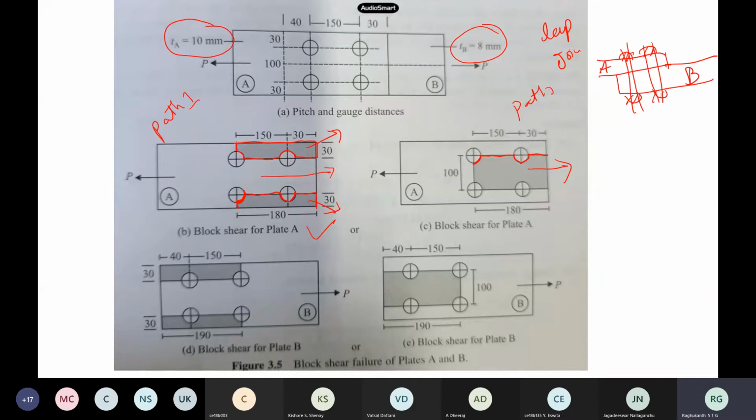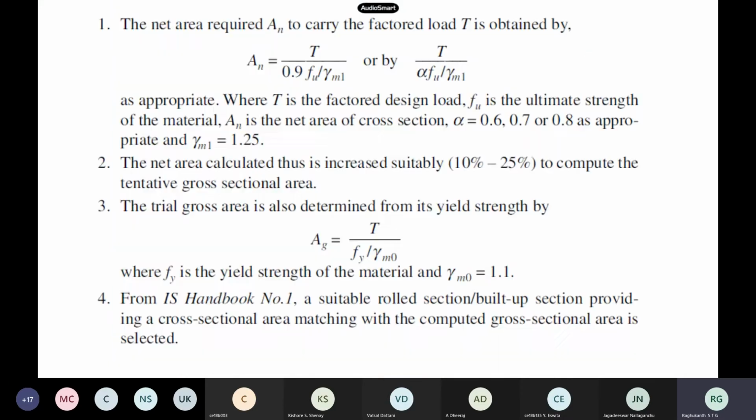Now the tensile area is this portion, whereas here, this is our tensile area. So like this, you have to calculate all the areas, substitute in the formulas, and you will get the results. Now these are the design steps.